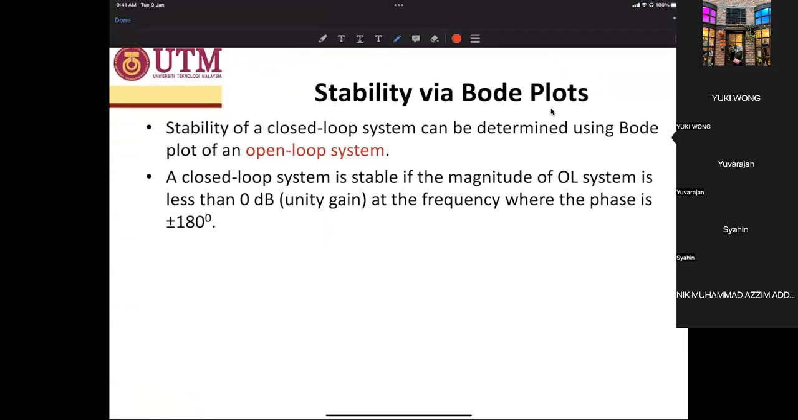Stability. So that will bring you to the stability via Bode plot. So if you're given a Bode plot, how do you know that the system is stable or not stable? So stability for a closed loop system can be determined using the open loop system. Okay, Bode plot of the open loop system. A closed loop system is stable if the magnitude of the open loop system is less than 0 dB, which is unity gain, at the frequency where the phase is plus minus 180 degrees.